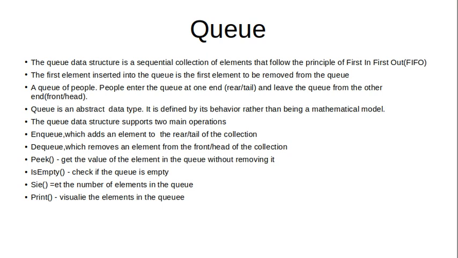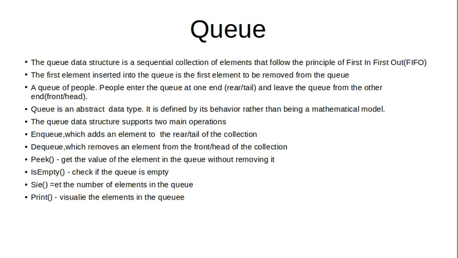For example, a queue of people. People enter the queue at one end, which is the rear or the tail, and leave the queue from the other end, that is the front or the head. A queue is an abstract data type. It is defined by its behavior rather than being a mathematical model.